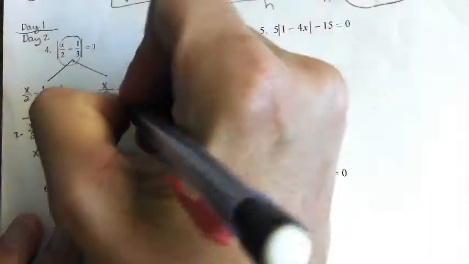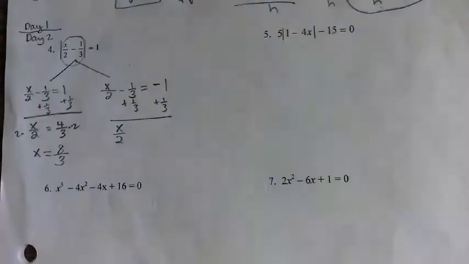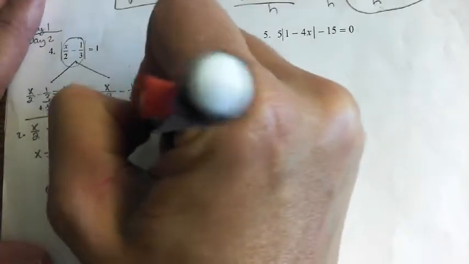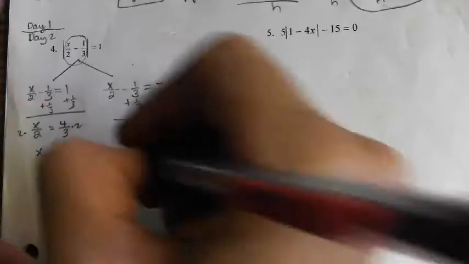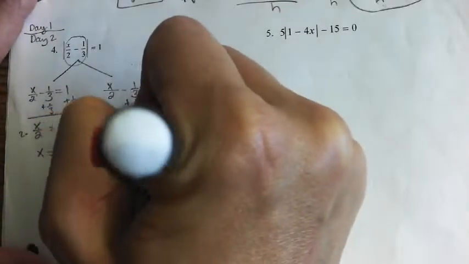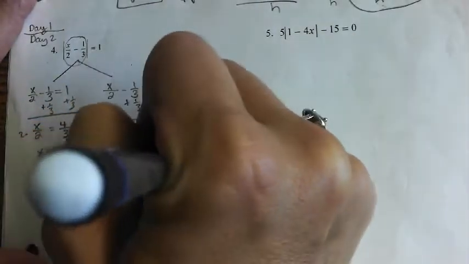And then on the next one, if I add 1/3 to both sides, I'm going to think to myself, negative 3/3 plus 1/3. Negative 3 plus 1 is negative 2/3. Multiply by 2, and I get x equals negative 4/3.